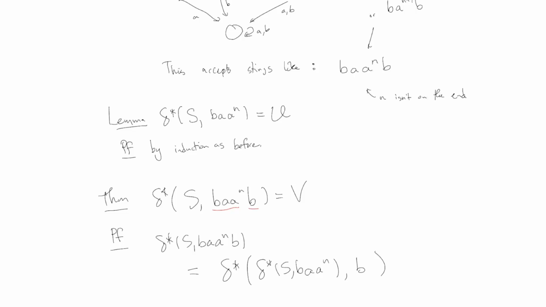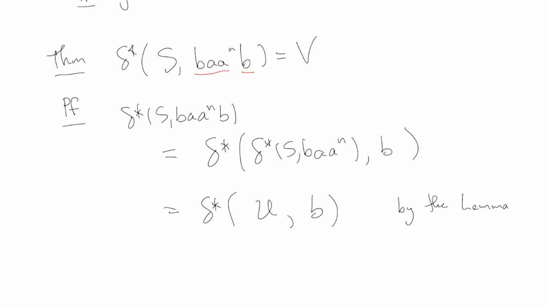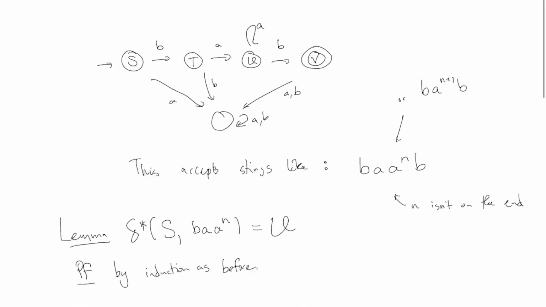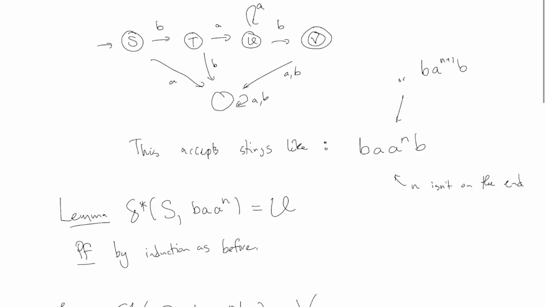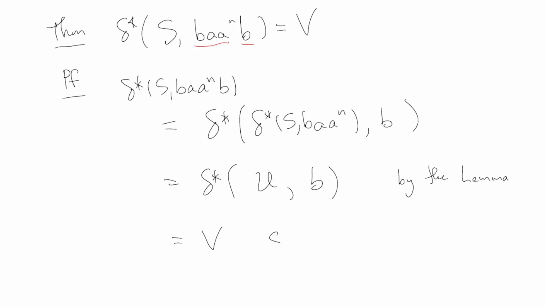And then the first thing that you see in here, delta star of S, B, A to the N, I use the lemma and it equals U. So this is delta star of U, comma B, by the lemma, if you like. And then what is delta star of U comma B? You just look at the diagram. This means if I'm in state U and I do B, what does it look like? And it is V. So this equals V. And that is what we wanted to show. We were supposed to show this thing equals V.